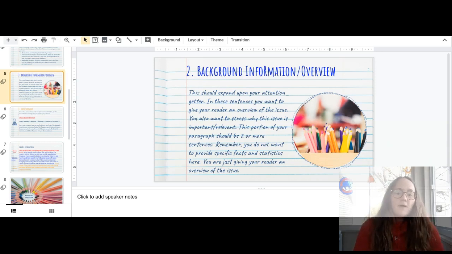So you're just going to provide a couple sentences that gives an overview of the issue itself. And this should expand upon your attention getter, right? So if I start with the story about somebody who went through the criminal justice system, maybe had a negative experience, I would then use that to talk about some of the background information regarding my issue. So this part, again, you're just giving some background information so your reader has a better understanding of the issue itself.